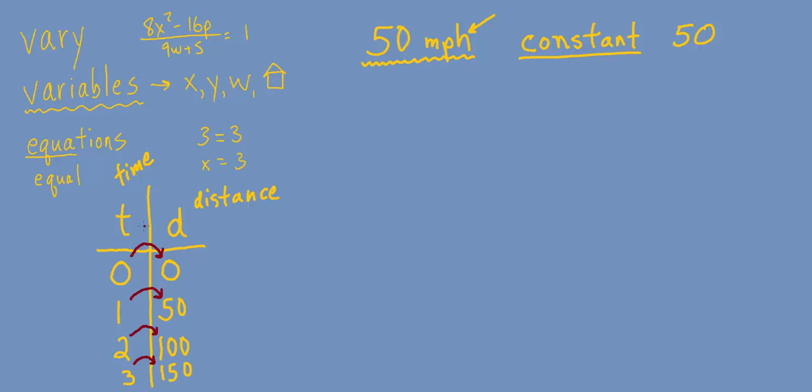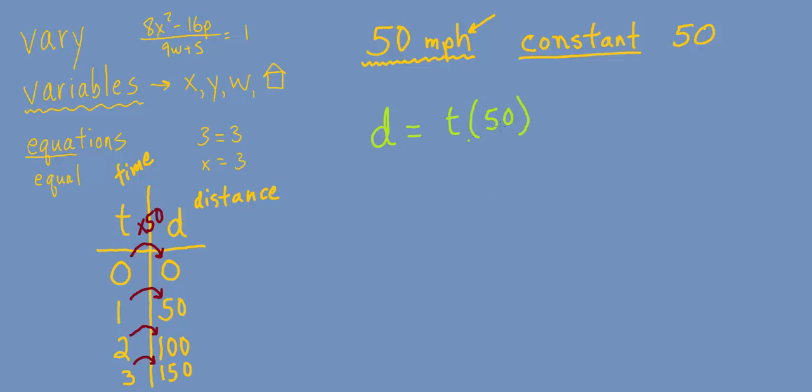The pattern is I multiply my time by 50. And that's no coincidence. I'm going 50 miles an hour. How do we represent that mathematically? Well, in an equation, we'd say my distance equals my time times 50.